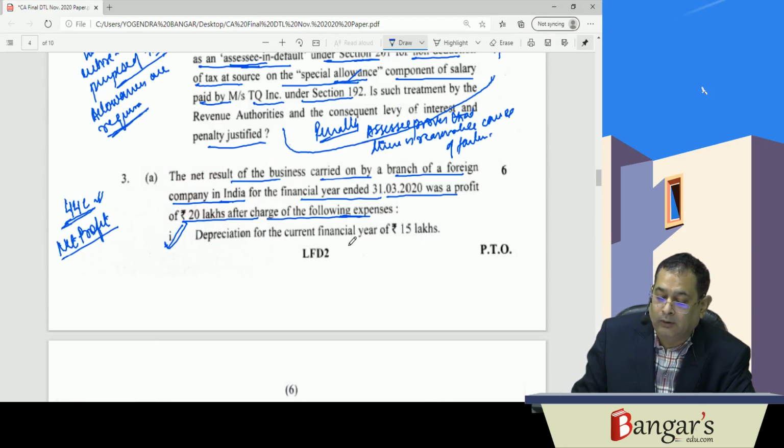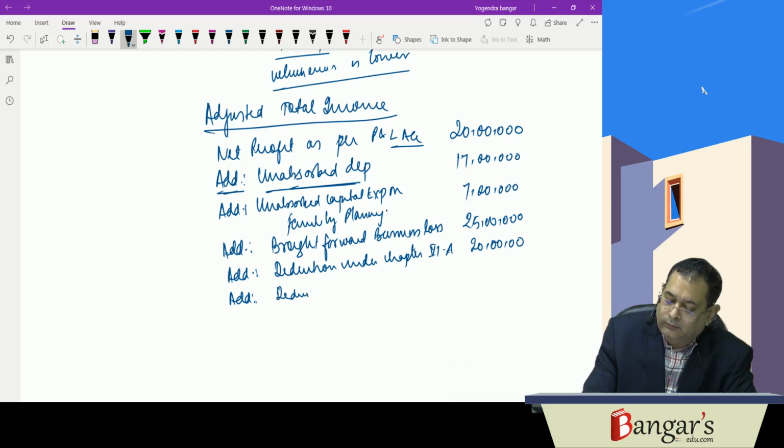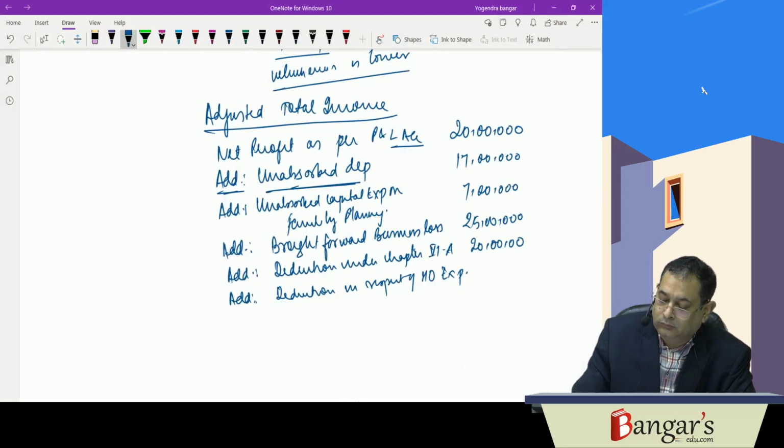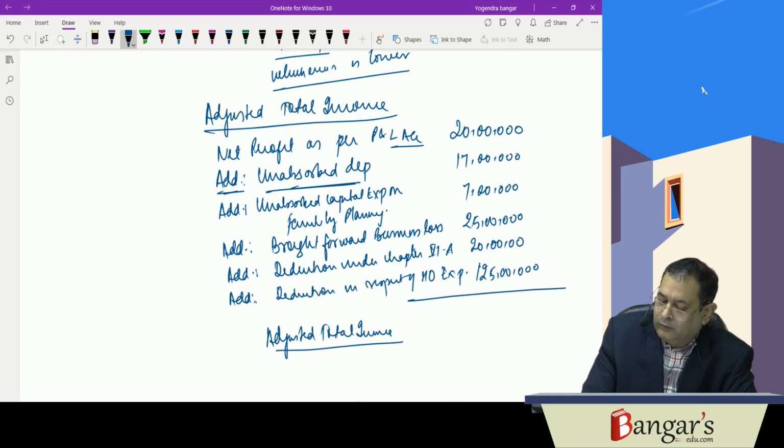This income has been arrived at after charging the following. Deduction under Chapter 6A is 20 lakhs. That will also be added back. And we have to add the deduction in respect of HO expenses. The 44C deduction, HO expenses, is 125 lakhs. So this is basically the adjusted total income.